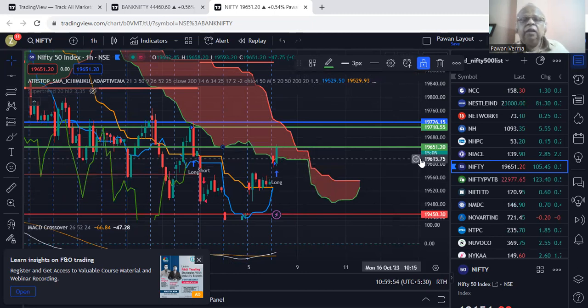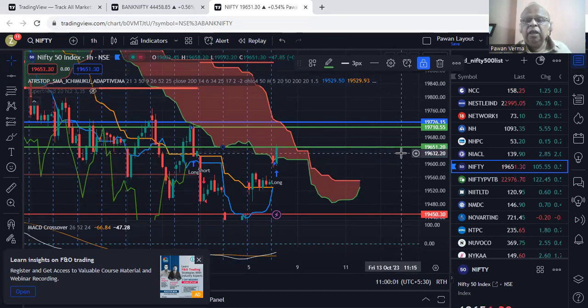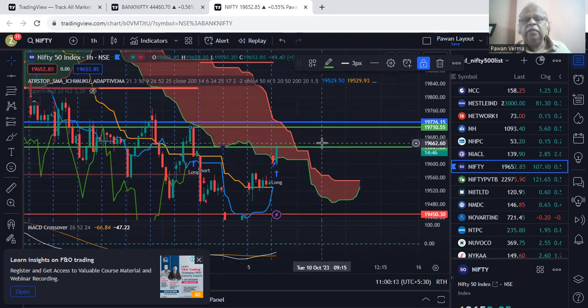As and when the stock trades above this particular level, or 19,710, these are the levels. As and when the index trades above this level, we will get the bullish continuation trend.